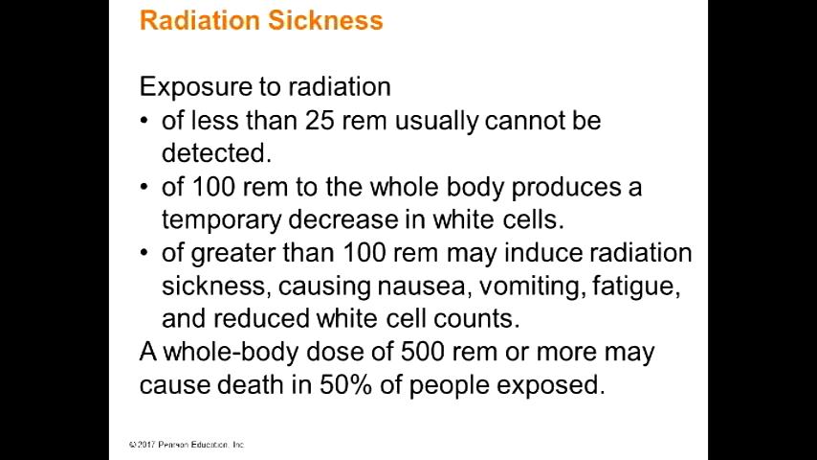Exposure to radiation of less than 25 rem usually cannot be detected. 100 rem, whole body, produces a temporary decrease in white cells. Over 100 rem may induce radiation sickness. You get nausea, vomiting, etc. Whole body dose of 500 may cause death in 50% of the people exposed.